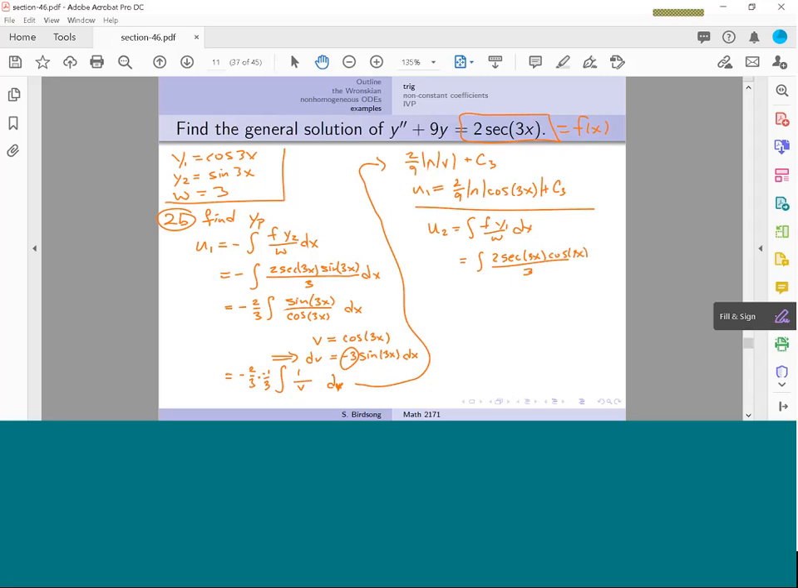And what is absolutely awesome about this integral? Anybody spot what's amazing about this integral? Because all the stuff inside the integral is going to simplify. You got it. What's awesome about secant times cosine? Secant times cosine is going to equal 1, which means the only thing left inside of this integral is going to be 2 over 3. And we can compute that. It's just 2 over 3 times x plus some constant. And since we've already used C1, C2, and C3, I went ahead and wrote C4.